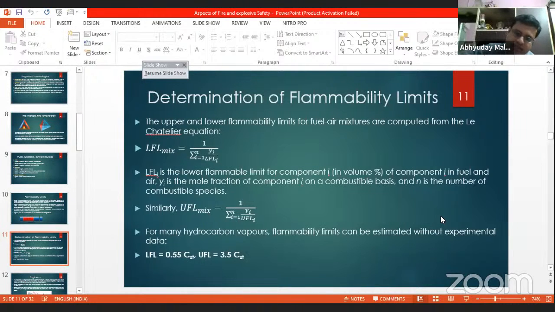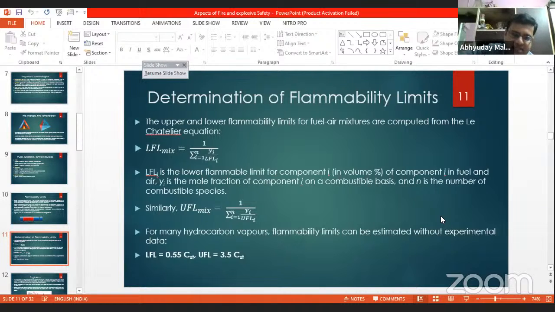For many hydrocarbon vapors, these limits can be estimated without experimental data. Because in the Le Chatelier equations, the lower and upper limits of the individual components, the LFLi and the UFLi, have to be found from experiments or from tabulated data in the literature. In the literature, there are tables which give the values of the lower and upper flammability limits for many combustible substances, and these have been determined by experimentation. Without experimentation also, you can estimate the lower and upper flammability limits for many hydrocarbon vapors using stoichiometry.